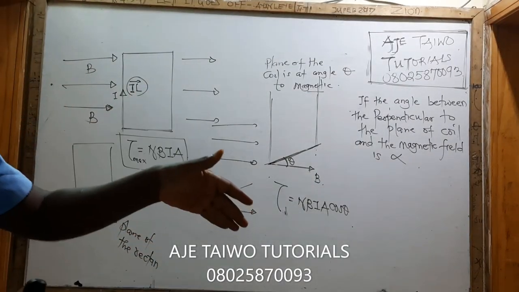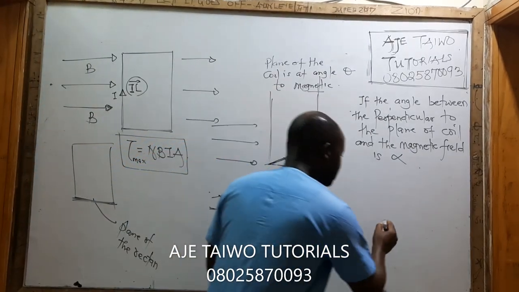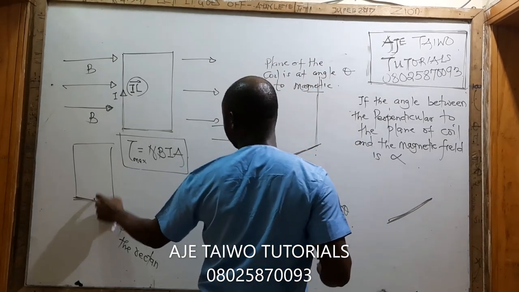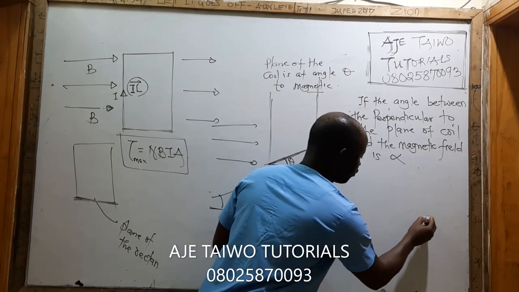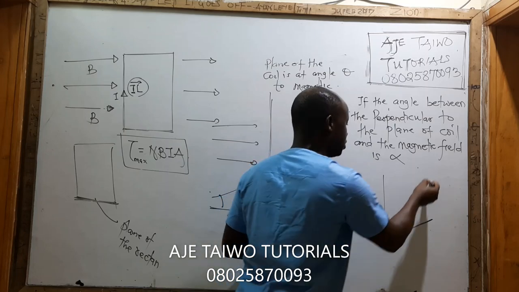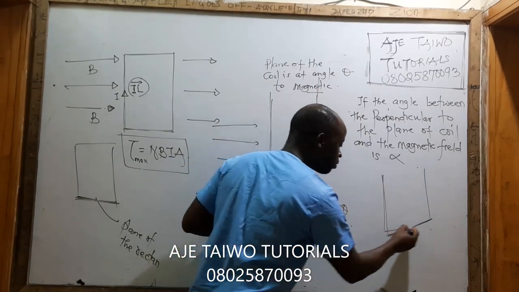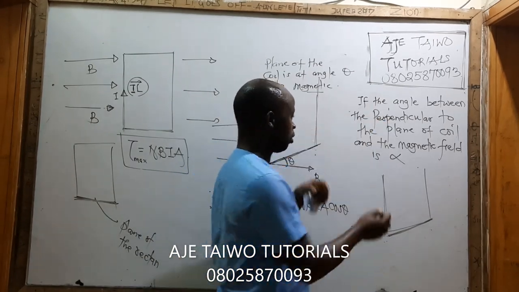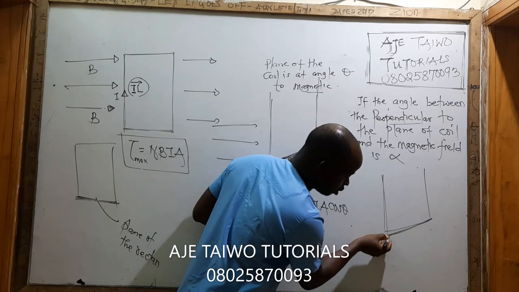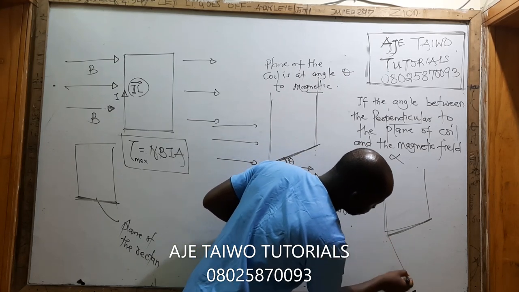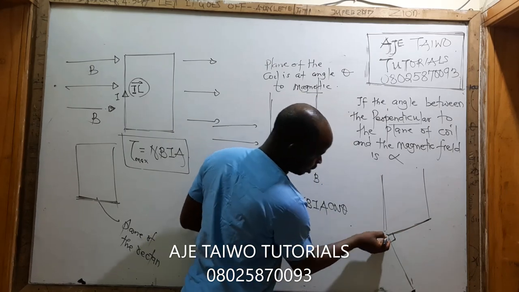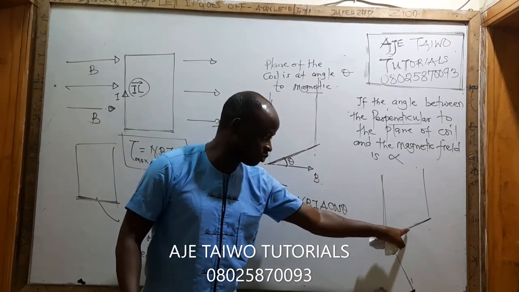There is a perpendicular to the plane of the coil. This is your coil now, and this is the plane of the coil. It's no longer parallel to the field like this. But in this case, this is perpendicular to the plane of the coil. Let's call this line a perpendicular line. This is the plane of the coil, and this is perpendicular, which means a line at 90 degrees to it.